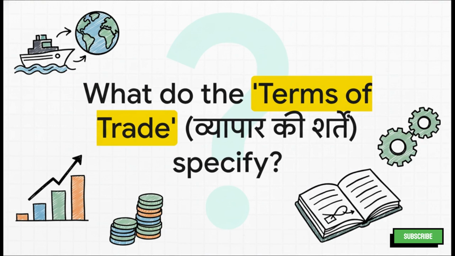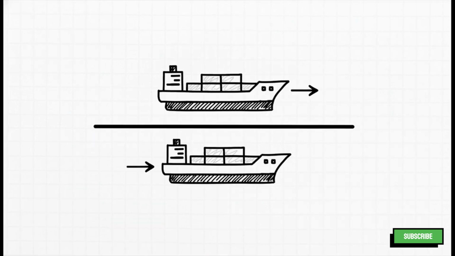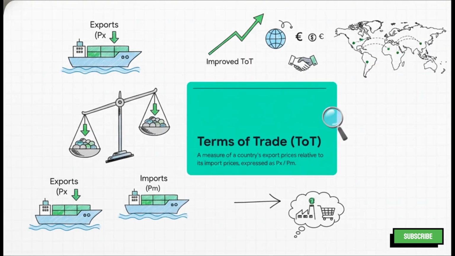Next up, we've got a direct question on the definition of terms of trade. What does this concept specify? And the correct answer is, it's the ratio between a country's export prices and its import prices. We often show it as PX divided by PM, where PX is the price index of exports, and PM is the price index of imports. Basically, it tells you how many units of imports you can get for 1 unit of your exports. So if your terms of trade improve, that's generally a very good thing for the country's economy.